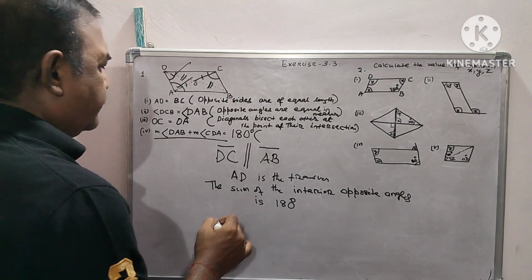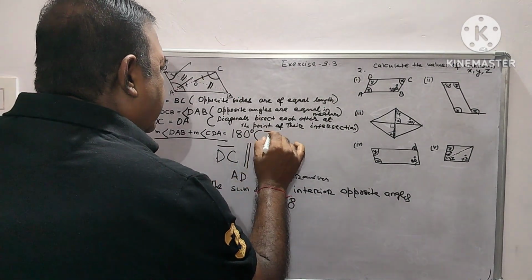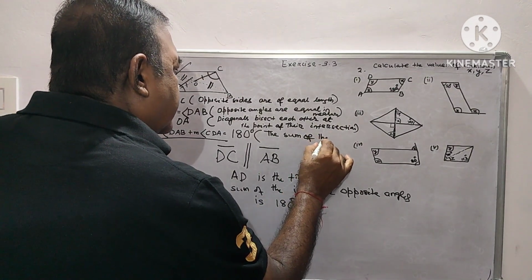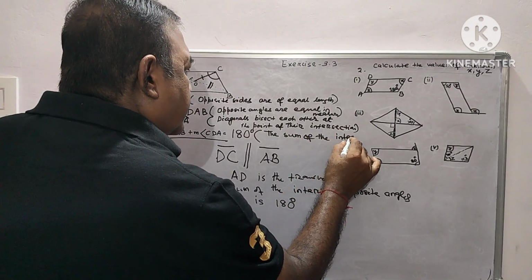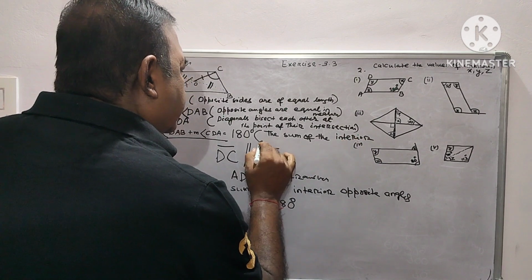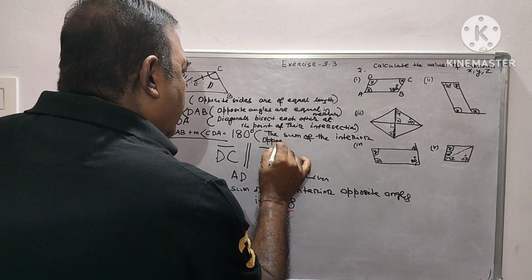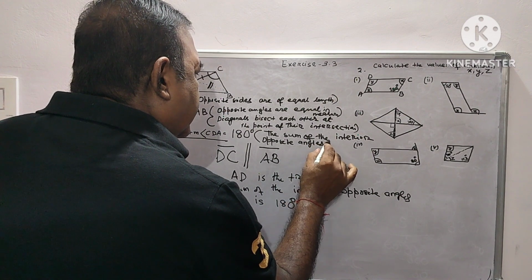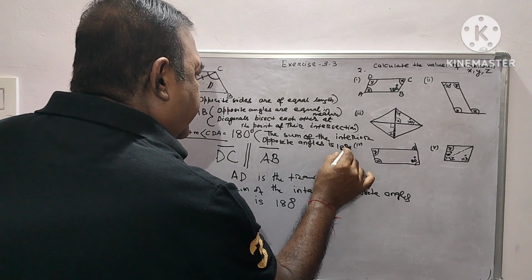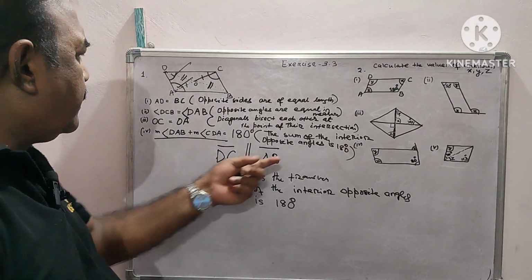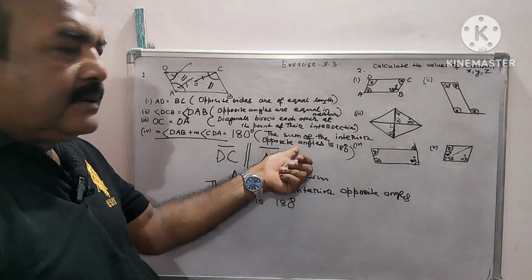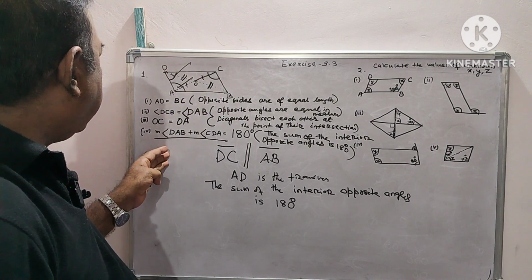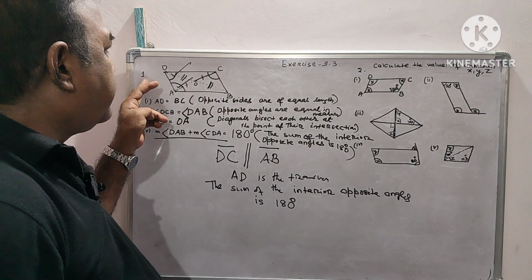You may write this as the property: the sum of the interior opposite angles is 180 degrees. So this is the property we already wrote here. So these are the properties we have mentioned here. Okay. So this is question number 1.